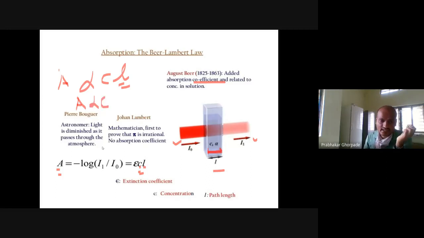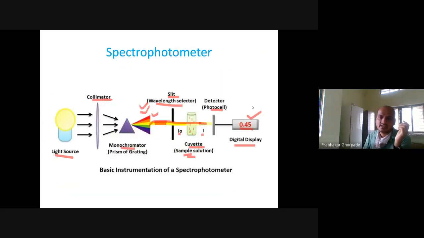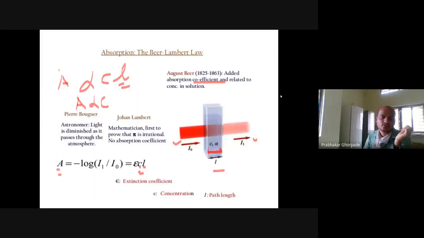Okay, so how do we get that absorption reading? In the previous slide we showed the absorption reading. So how to get that reading? We have a calculation like this: A is equal to minus log I1 divided by I0. This is the transmitted light divided by the emitted light. So the minus logarithm of transmitted light divided by emitted light gives you the actual absorption reading. And epsilon is the extinction coefficient, C is the concentration of our sample, and lambda is the path length. Okay, so that is the Lambert-Beer law.